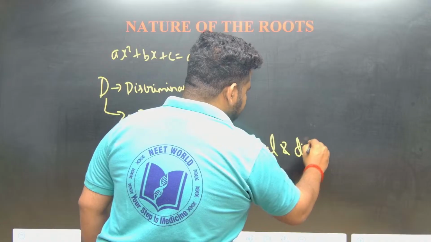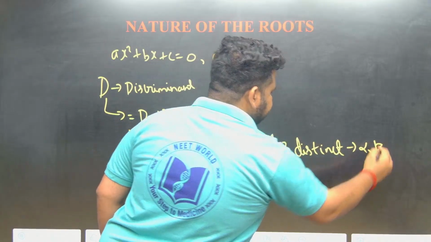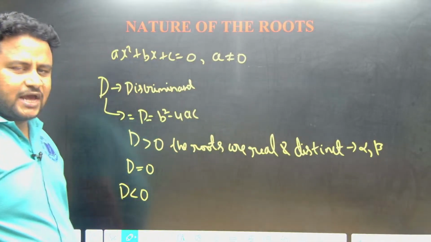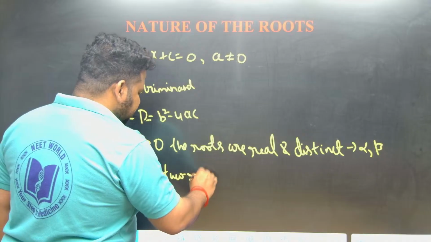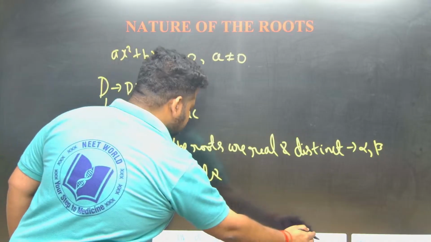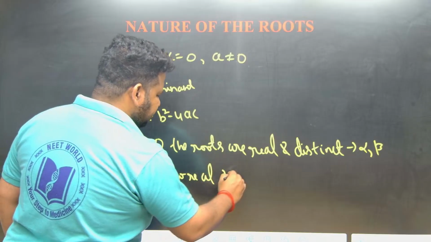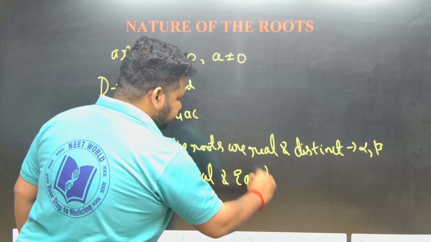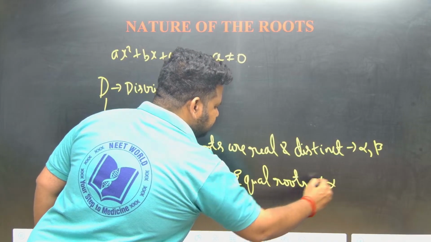That means two different roots you will get. Let us say the roots are alpha comma beta. If it is equal to 0, you will get two real and equal roots. Let us say they are alpha comma alpha.